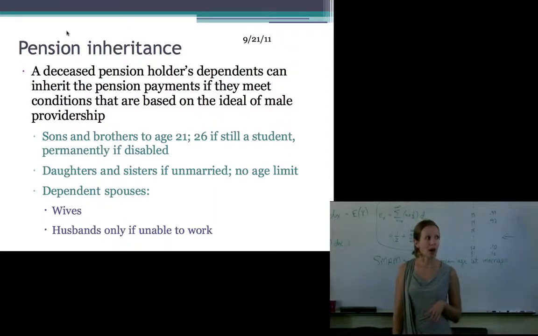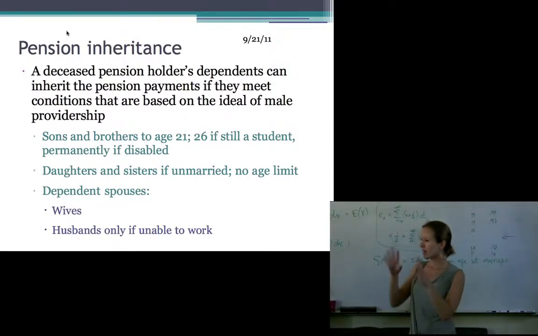The same is true for wives. Dependent wives just inherit your husband's pension. There's some sort of reduction if you're working, but even if you're working full-time and getting a full salary, you can still inherit your husband's pension. If the wife passes away, the husband can only inherit the pension if he's unable to work.